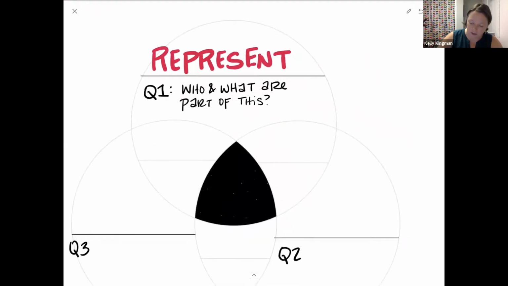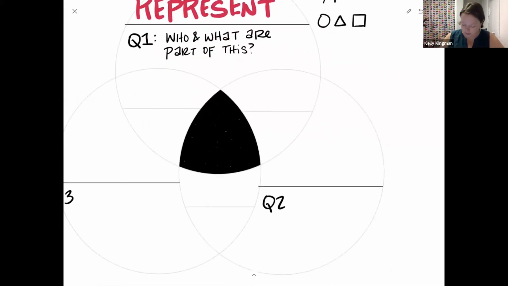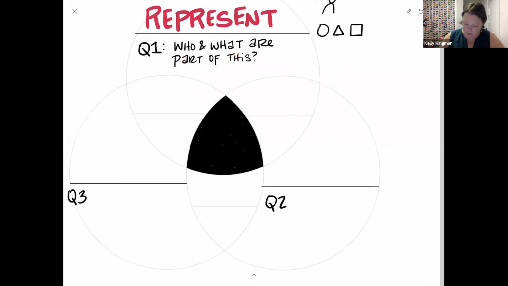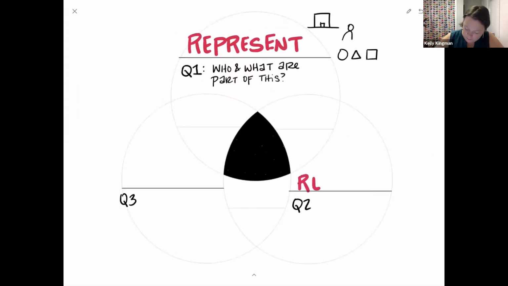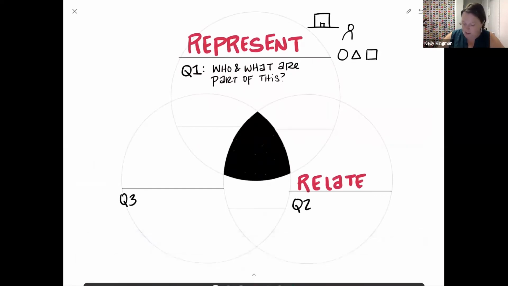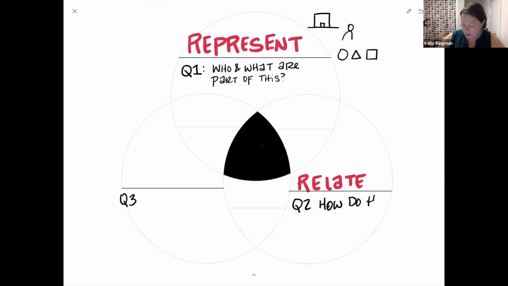It might look like a location, it might look like a person, there might be abstract concepts involved, but basically coming up with a simple depiction of all the pieces that are involved. That's represent. The next step is to relate them. And the question you ask here is, how do these things interact?